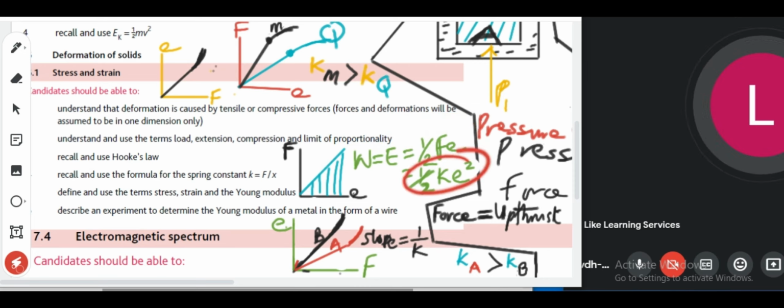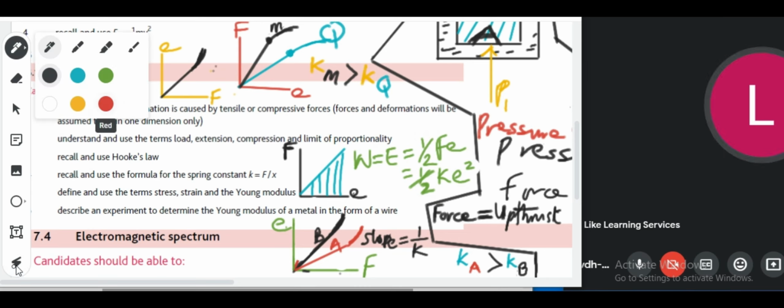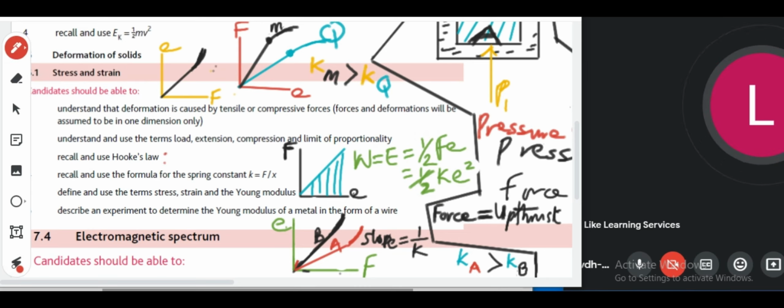Now we can take that further. If we take that further, we'll be able to get this equation, half K E squared. Now how did we get that? We know that from Hooke's law, F is equal to K E. Hooke's law is F equal to K E, or F equal to K x. K is the spring constant, E is the extension.